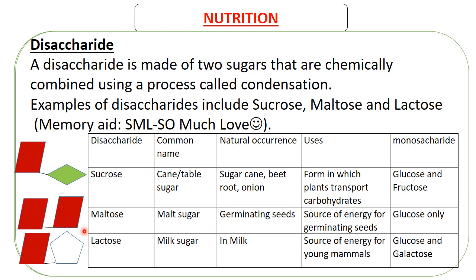So when you combine a glucose and a galactose, you get a disaccharide called lactose. Its common name is milk sugar. So its natural occurrence is, again, in milk. Remember, galactose is also found in milk and lactose is also found in milk. And lactose is made up of galactose and glucose. Again, what's the function of lactose? Source of energy for young mammals, just like galactose.